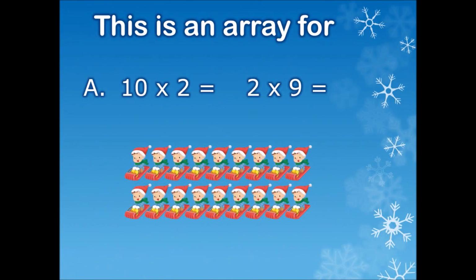This is an array for, is it an array for 10 times 2 or 2 times 9? Well, let's look first. How many rows do we have? We have 1 row, we have 2 rows. So it could be either one of these answers. Now we have to count our columns to find out. 1, 2, 3, 4, 5, 6, 7, 8, 9. We have 9 columns going up and down.